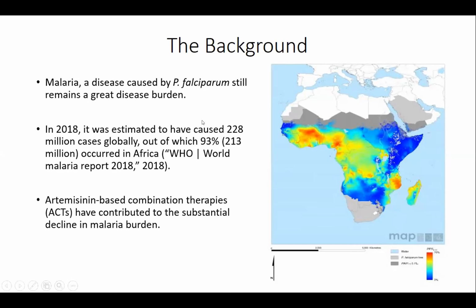However, this is not all gloom, as there have been therapeutic gains in trying to curb this menace. The recent and current frontline therapy is the artemisinin-based combination therapies, or the ACTs, and these have been invaluable in the substantial decline of the burden of malaria.